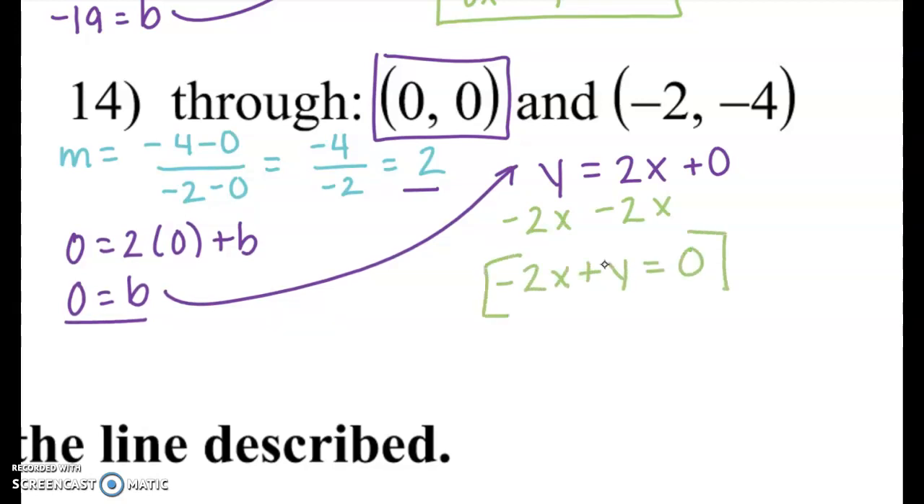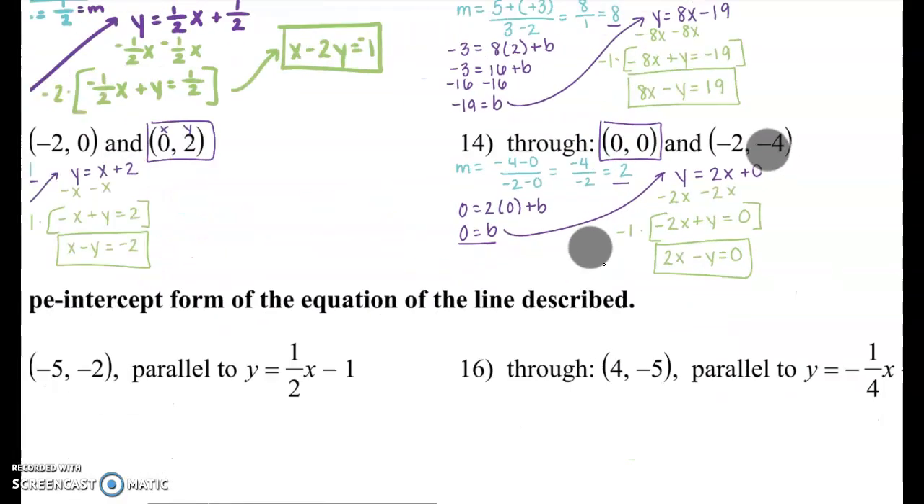This is going to be a situation, again, where I might not have a fraction, but I'm still going to have to multiply by something to get rid of that negative in the front. So multiply by negative 1 to give me 2x minus y is equal to 0. That 0 does not change. Okay? So that's done with those types of problems.